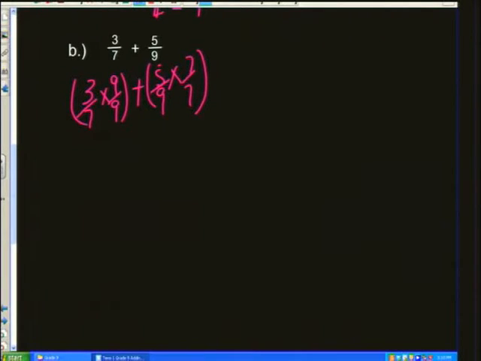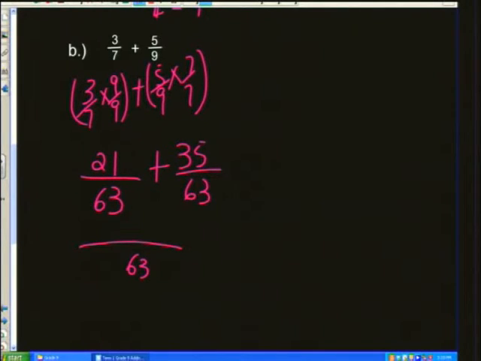So I'm going to multiply the numerators first. 3 times 7 is 21 over 7 times 9 is 63. Plus, there's the addition sign, 5 times 7 is 35 over 9 times 7 is 63. So my denominators are the same. They are equivalent, they are equal. So I'm going to write a common denominator for these two fractions.